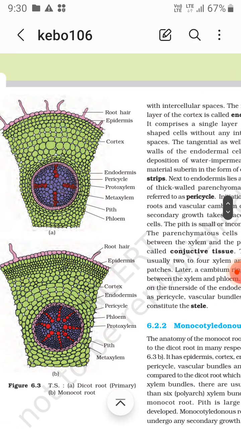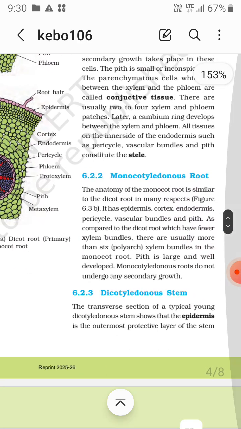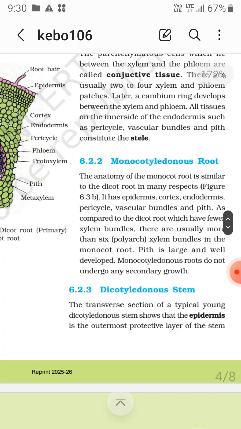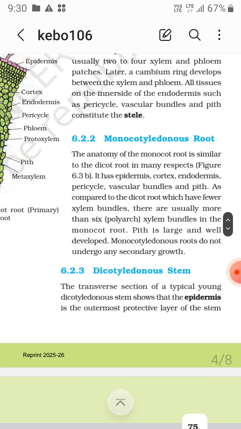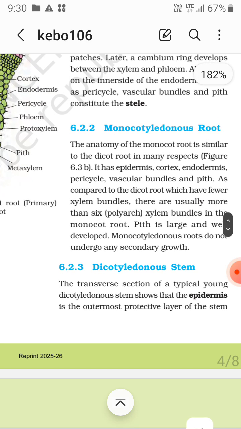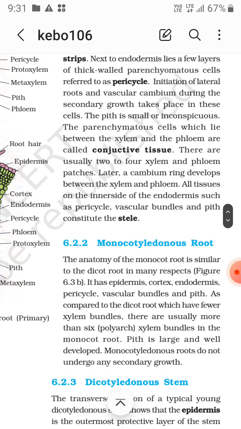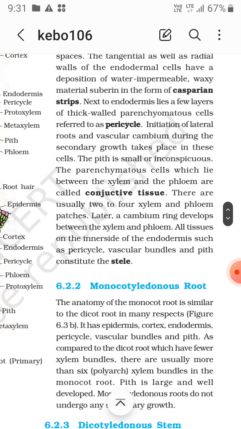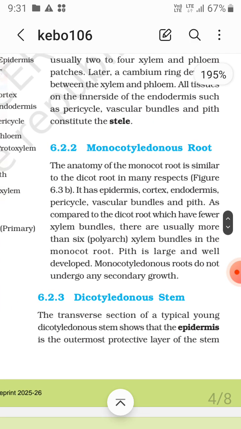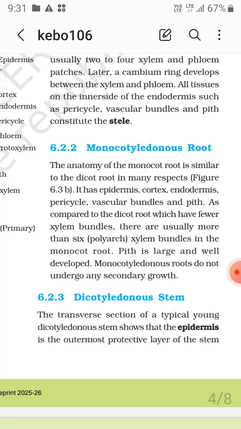You can see the monocot root in the diagram. The anatomy of the monocot root is similar to the dicot root in many aspects. It has epidermis, cortex, endodermis, pericycle, vascular bundle, and pith. So this is the sequence: epidermis, cortex, then endodermis, then pericycle, then vascular bundle, then pith. But as compared to the dicot root, which has fewer xylem bundles, with 2 to 4 xylem and phloem patches, there are usually more than 6, that is, polyarch xylem bundles in the monocot root.